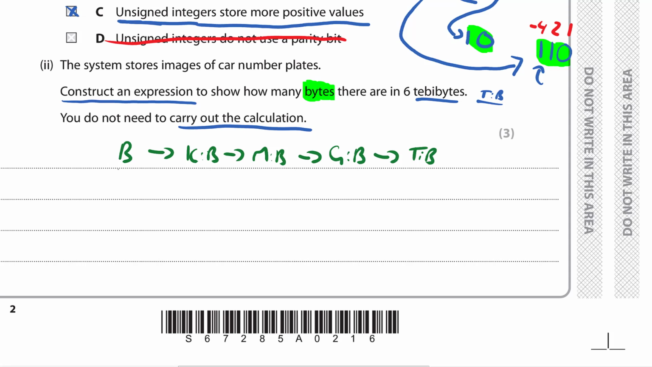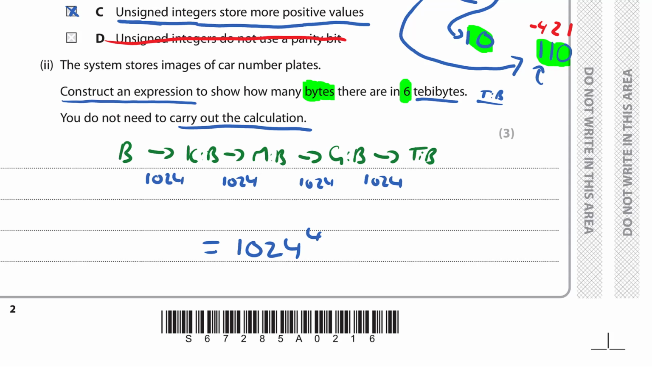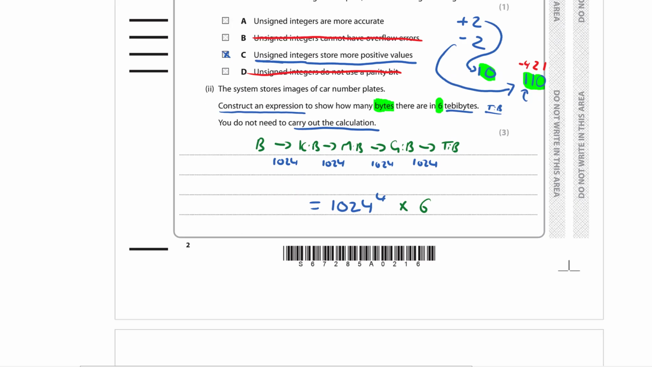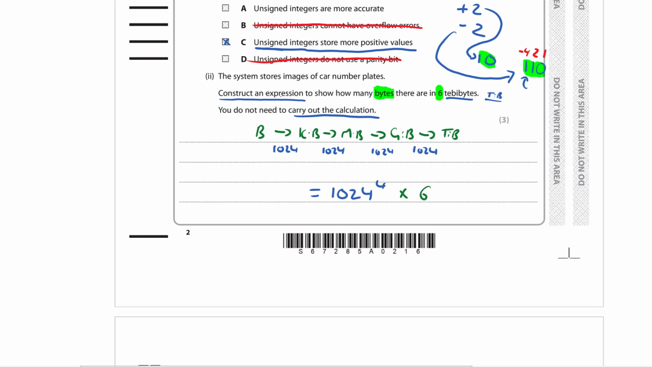So effectively, how are we getting from bytes to tebibytes? Well, we're timesing by 1024, which is what each of these is of the previous term. How many times are we doing this? Well, we're doing it 1, 2, 3, 4 times. So therefore, it's going to be 1024 to the power of 4. And how many tebibytes do I have? Well, in this particular case, I've got 6. So I'm just going to multiply this expression by 6. Unless you're crazy, you would not then try and work this one out. You'd leave it as it is. If it says construct an expression, it's left as it is.